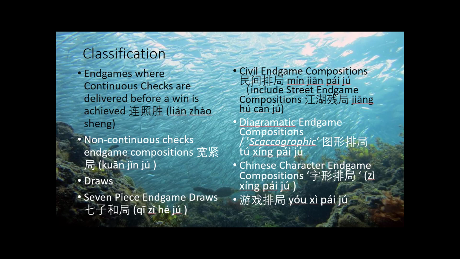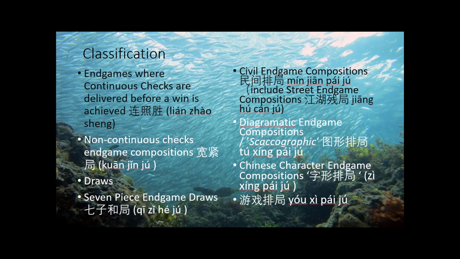And because of its popularity with the masses, many endgame compositions have been passed down generations to generations for the past few hundred years, and some have become so entrenched and so well studied that chess hustlers have begun to use them to make a livelihood. The more commonly passed down or well-known endgame compositions are known as civil endgame compositions, or 民间牌局, while the endgame compositions that are used by chess hustlers to make a living are called 江湖牌局, or street endgame compositions.